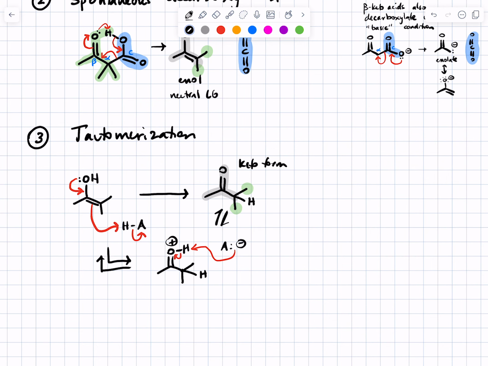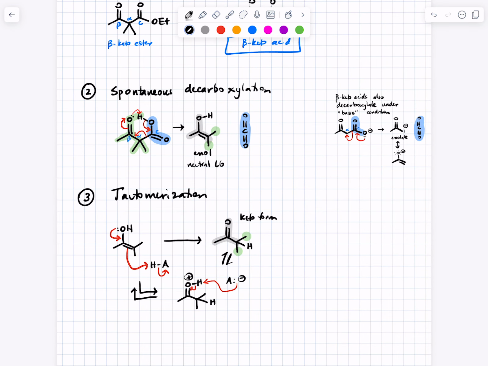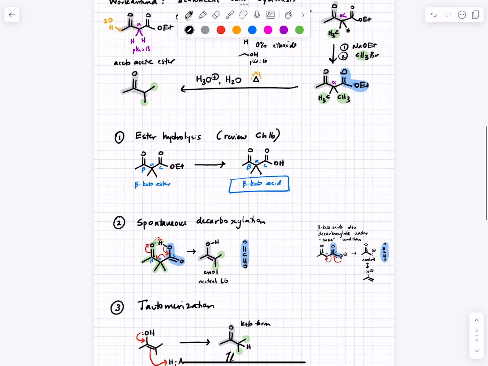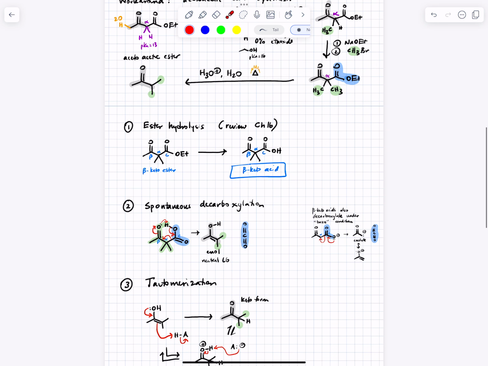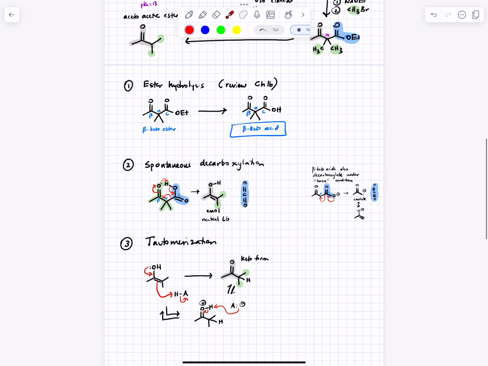All right, so that was a lot, right? The alkylation first of the acetoacetic ester, then we did a second round of alkylation to install the second alkyl group. Then we used simple conditions, water, heat, and acid, to do three things: ester hydrolysis, spontaneous decarboxylation, and then tautomerization. Okay, questions?